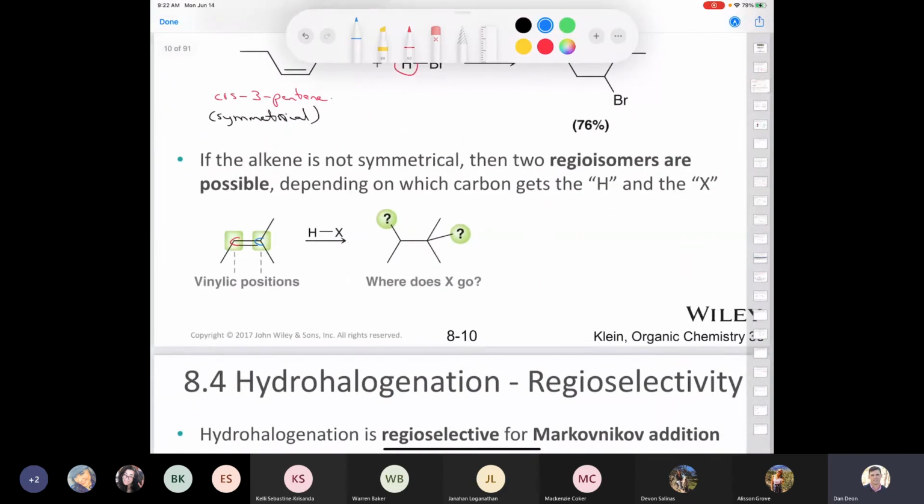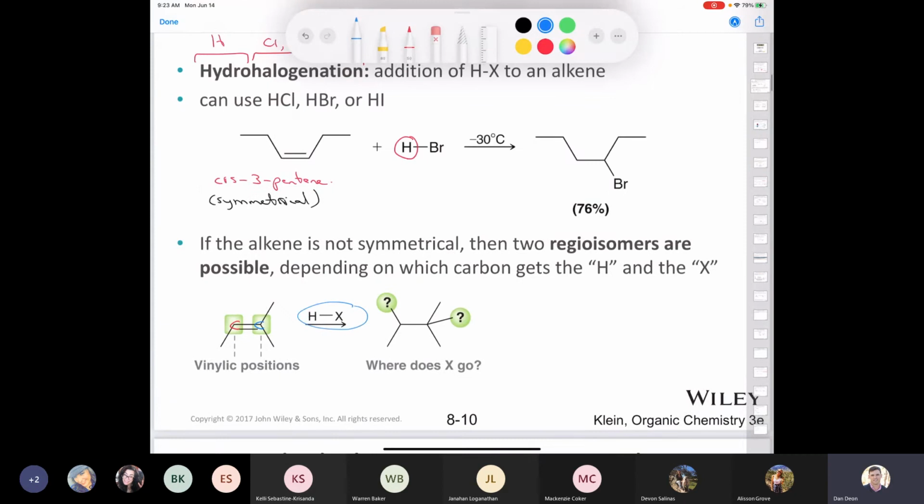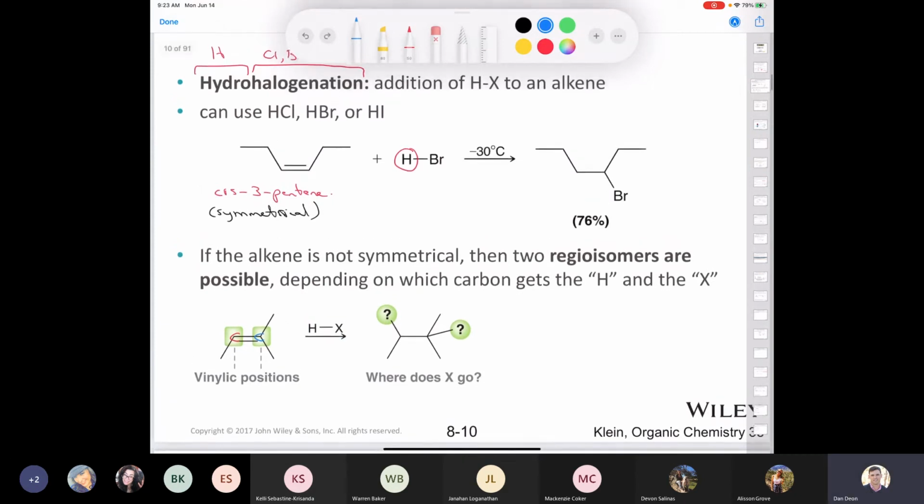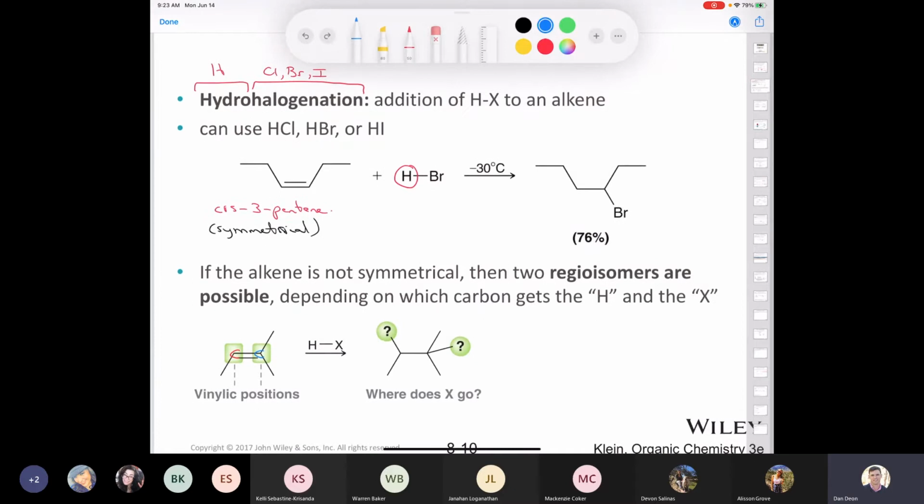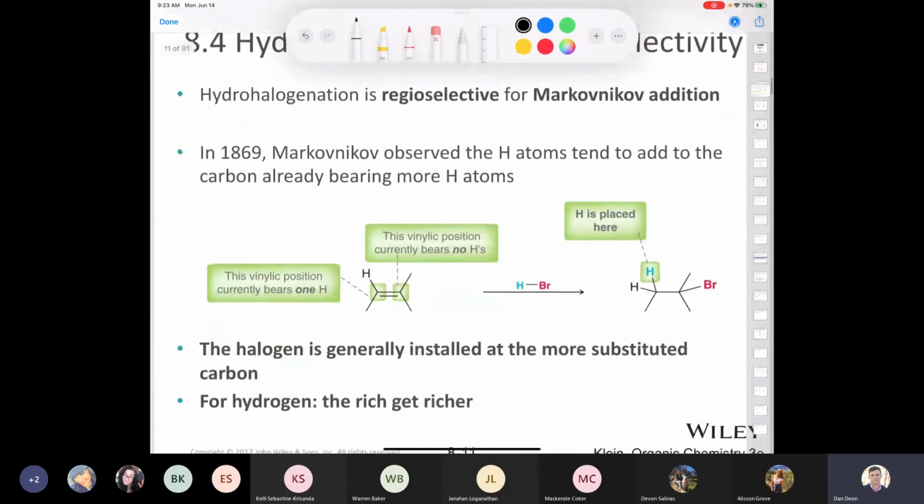And so if you go to add HX to that, whether it's HBr, HCl, or HI, where does the halogen go? Now, which carbon does it go to? Well, that's a question that we need to answer. Okay, that's a very important question that we need to answer because we could end up with a mixture of regioisomers. Right, you could end up with one regioisomer, let's say, where you have the halogen here, okay? Or you could end up with the other regioisomer where the halogen is here, okay? Now, which one is it? Well, we're going to answer that question.